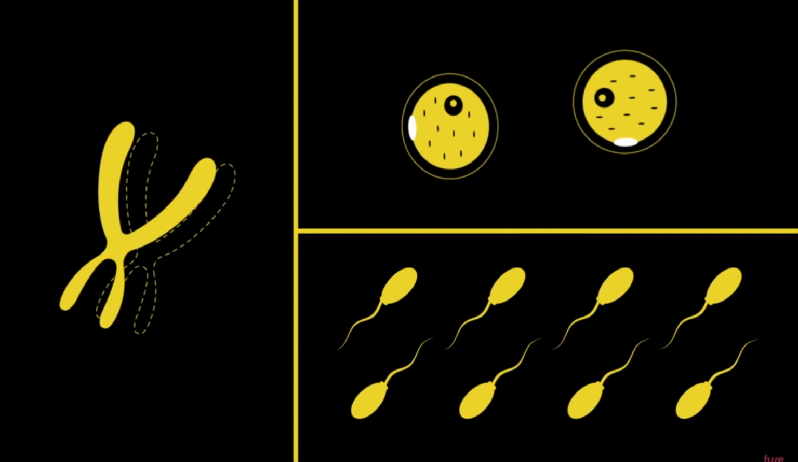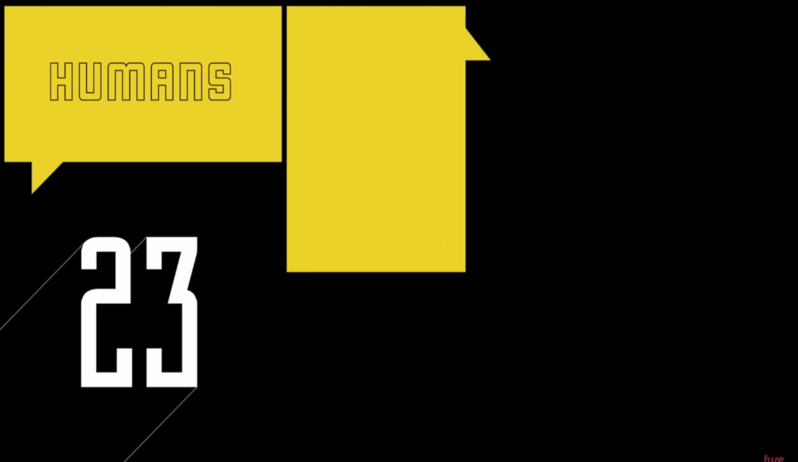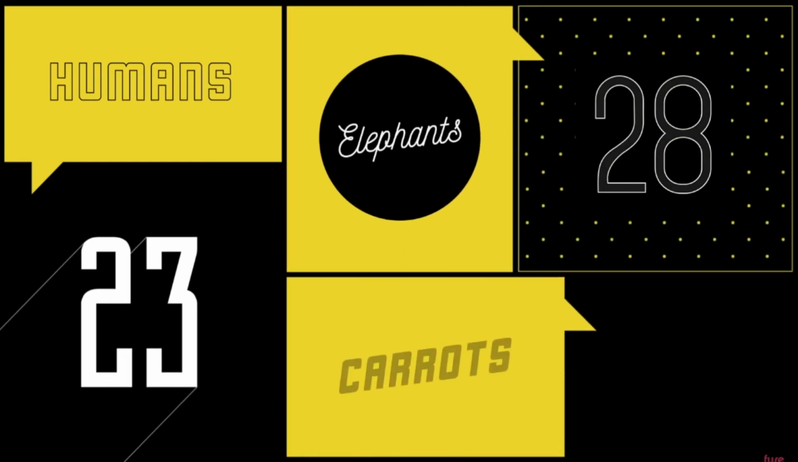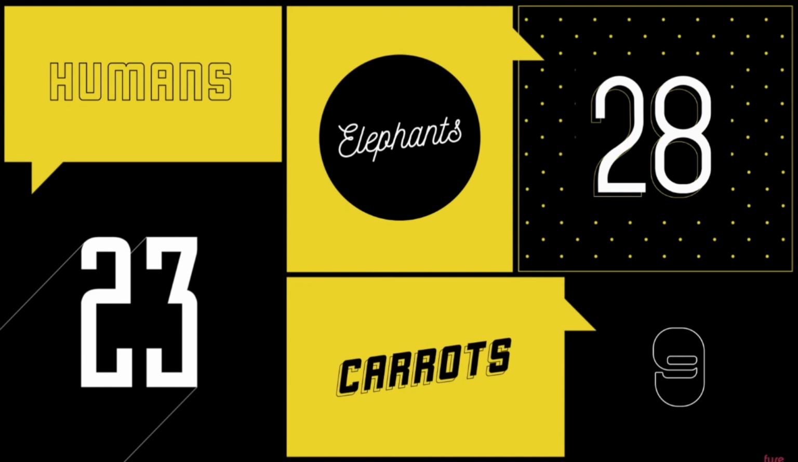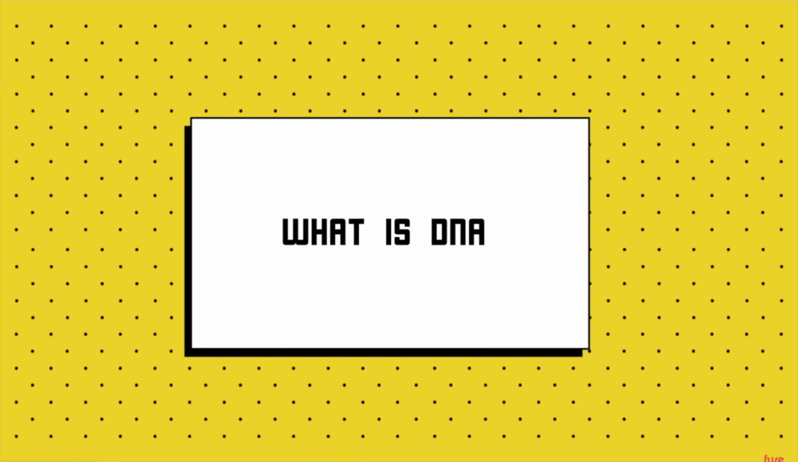Chromosomes usually occur in pairs, except for gametes, which are eggs and sperm cells. But the number of chromosomes changes depending upon species. Humans have 23 pairs, elephants have 28 pairs, and carrot plants have 9 pairs. If you want to learn more about DNA, watch this video.